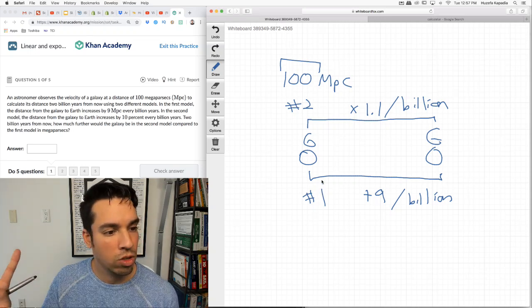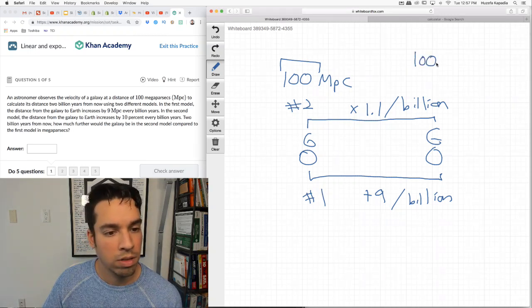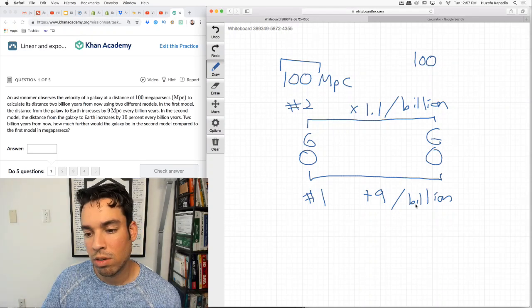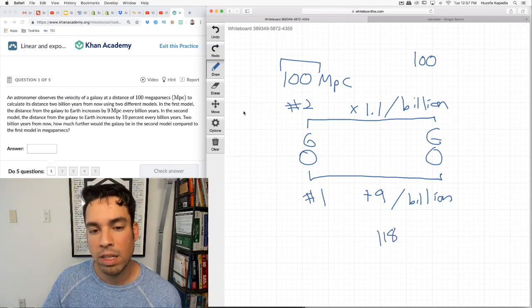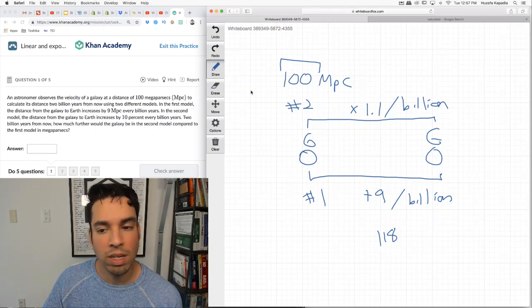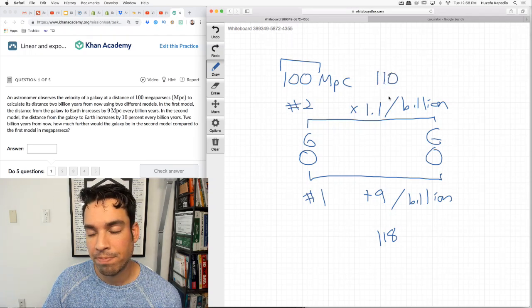Okay, so 2 billion years from now. So right now it's 100. And in 2 billion years for option number 1, it's going to go 9 and 18. So it's going to be at 118. All right, that's straightforward enough. For this one, it's 10% every billion years. So after 1 billion years, it's at 110.